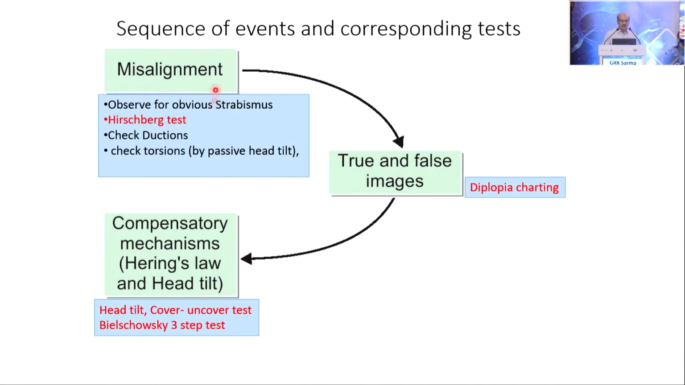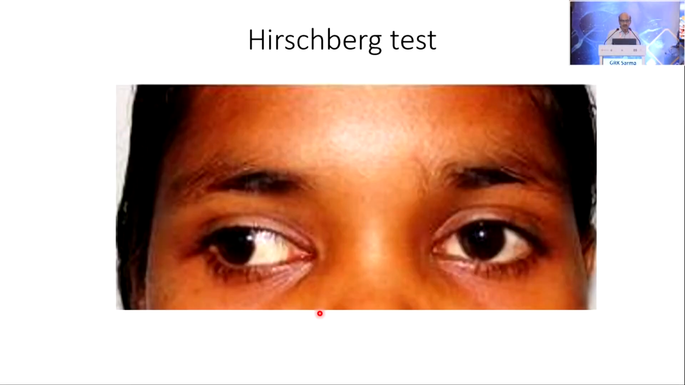So to show misalignment, you can just do a straightforward examination, observe for strabismus. You can check the individual eye movements and torsions, and also Hirschberg test. I will discuss a little bit about Hirschberg test. Then to show the consequence, that is two images, you have diplopia charting. You can do that with colored glasses or Maddox rod test. And the compensatory mechanism you can show by head tilt, cover-uncover test, and Bielschowsky 3-step test. Let us look at this.